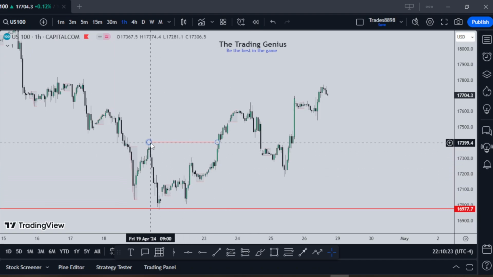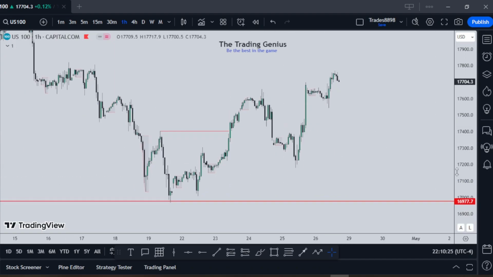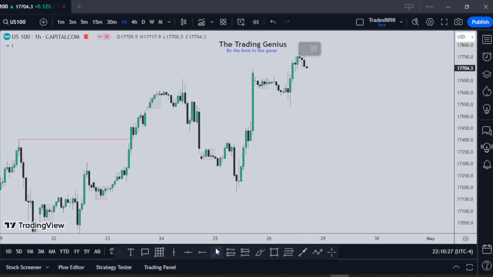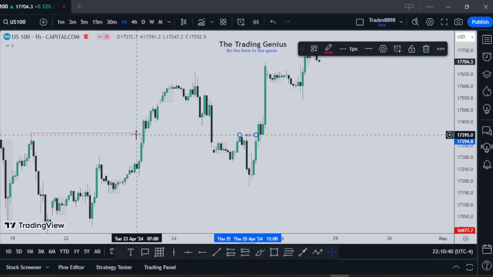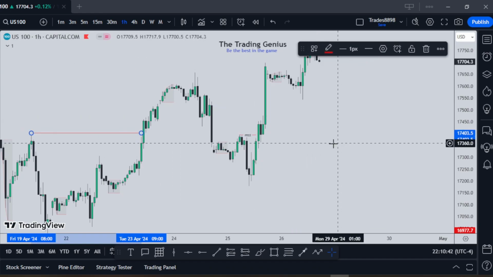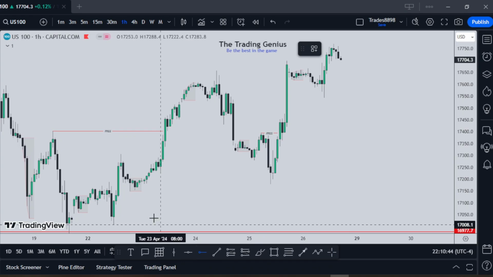We have a market structure shift here, and of course if you look closely, price also created another market structure shift after bouncing from this breaker block right there. Okay, so now we have two market structure shifts to the upside. So let me just mark this so you can see. So now we have two market structure shifts, right?